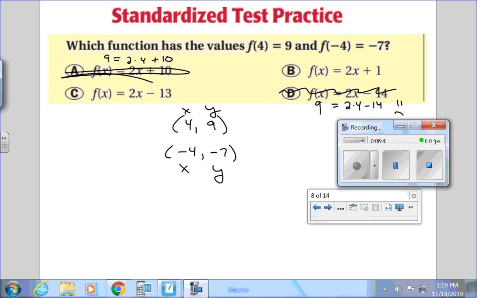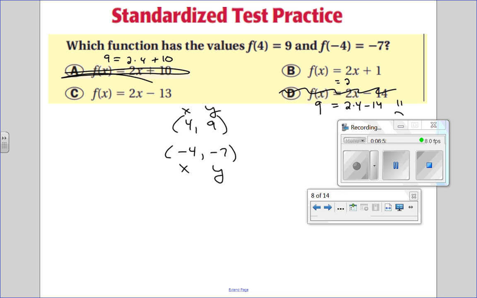But we have since eliminated A because 2 times 4 plus 10 is not 9. Sarah, what are you testing? B? It is working for B? So Sarah just told me that 2 times 4 plus 1 is 9. That's correct. And that 2 times -4 plus 1 is -7. And that's correct too. So B.